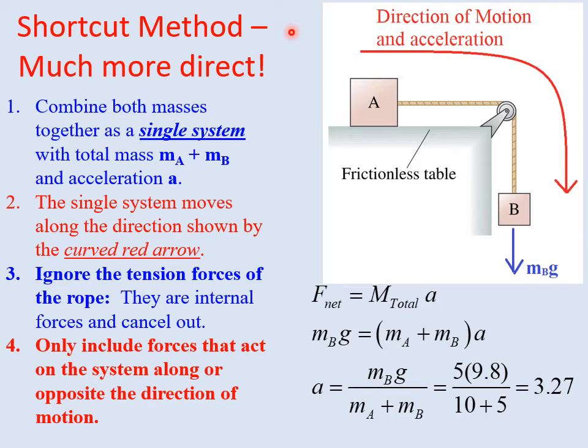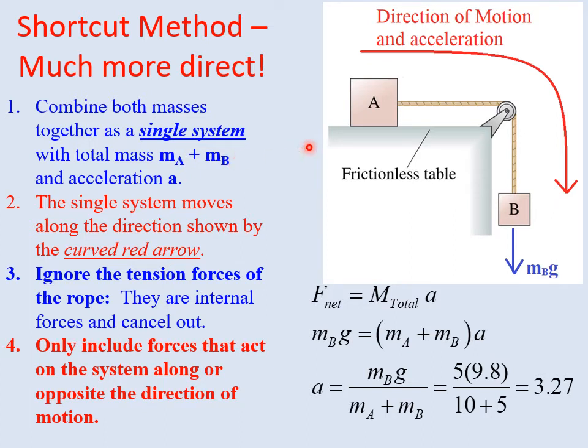The shortcut method is much more direct, and it involves a couple of tricks. The first step is we're going to combine both masses together as a single system that has a total mass of m sub A plus m sub B. We have mass A here and mass B here, but remember these masses move together as a system. They're not moving independently. Because of that, we're going to use the total system mass, m_A plus m_B.